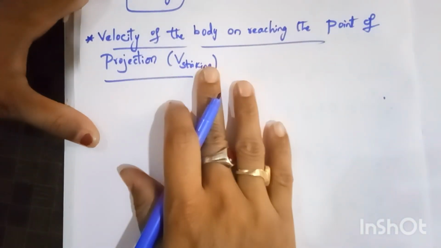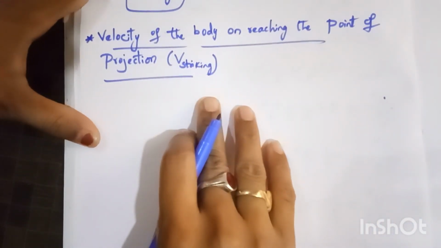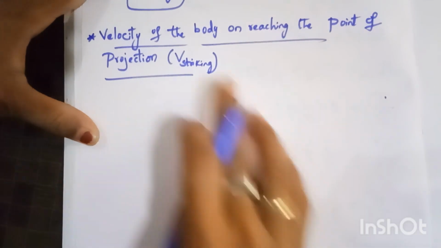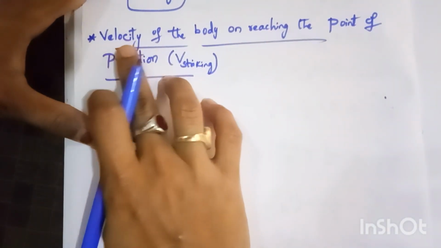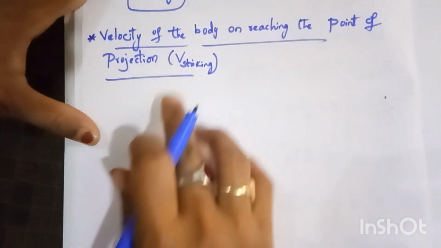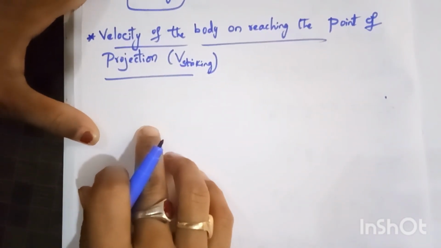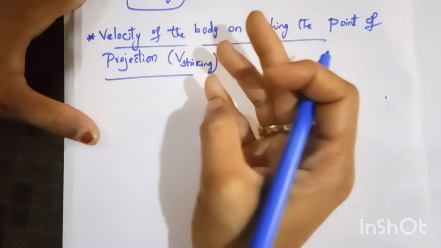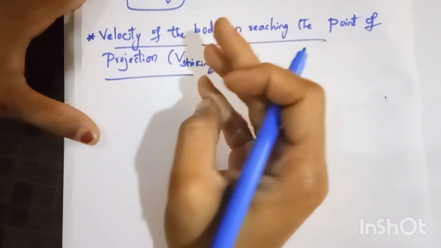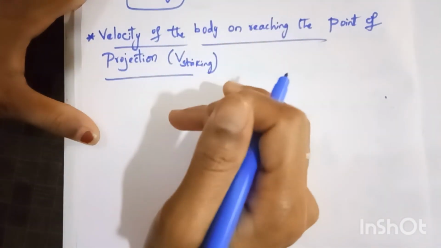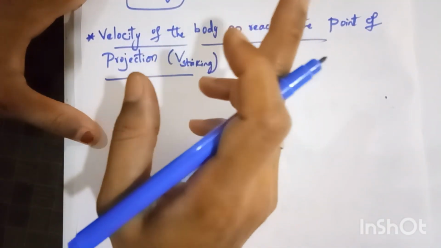So we are going to discuss one more motion parameter. This is the last motion parameter for a body projected vertically upward. First, we are going to discuss the velocity of a body on reaching the point of projection, that is V striking. So far we discussed that at maximum height V equals 0 when it is projected with velocity u upward. For a freely falling body, from the maximum height u will be 0.